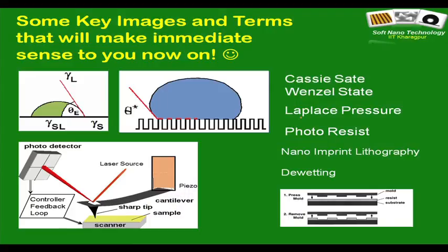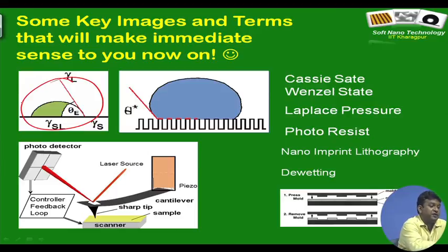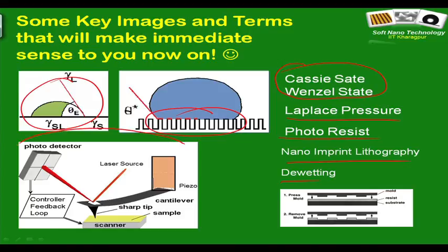These are some of the key images and terms which should remain impregnated in your mind now that you have attended this course. For example, this one will always remind you of a drop sitting on a liquid surface and Young's equation. This is the Cassie state, and from now onwards, Cassie and Wenzel, these 2 terms should make perfect sense to you. You should now understand what is Laplace pressure, photoresist, nano imprint lithography, soft lithography, dewetting, and this picture should always remind you of an AFM.